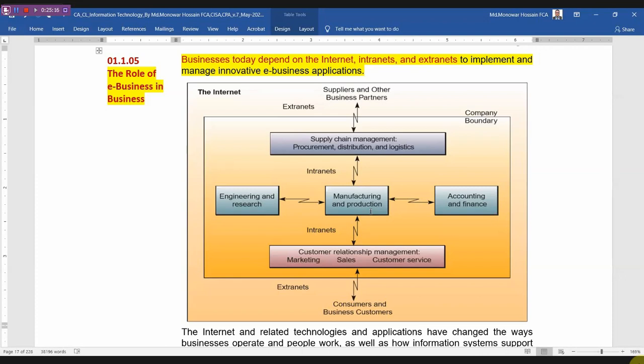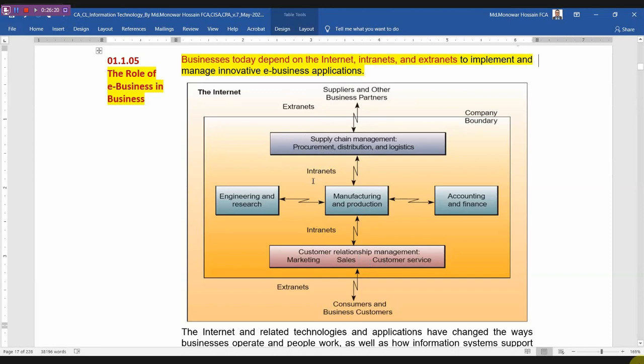And this manufacturing and production also depends, within the organization, on engineering research, accounting, financing, and also on supply chain management for the procurement and for the distribution. We need the distribution channel for selling the products. So distribution, logistics, etc., give us the supply chain. And also this product we have to sell to our customer. So for taking and sustaining the customer, our customer relationship management takes the vital role, and here we need marketing, sales, customer service, etc. So from the manufacturing production, within the organization, we have supply chain management and also customer relationship management.